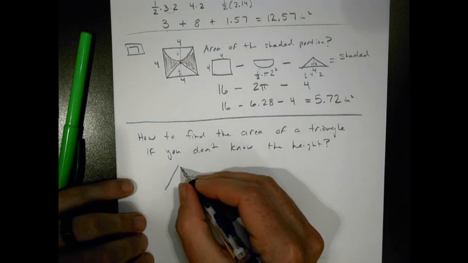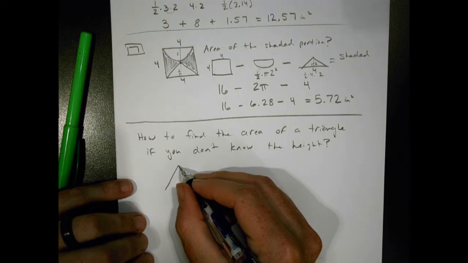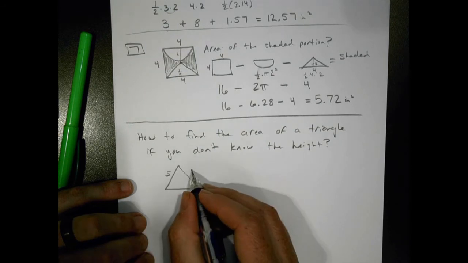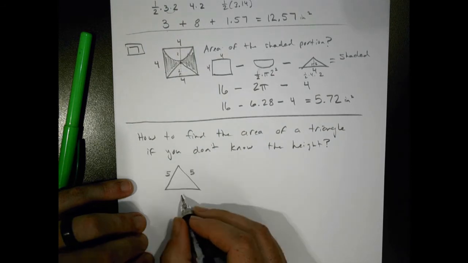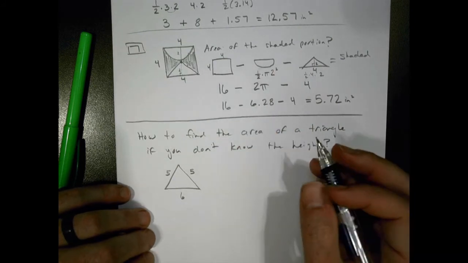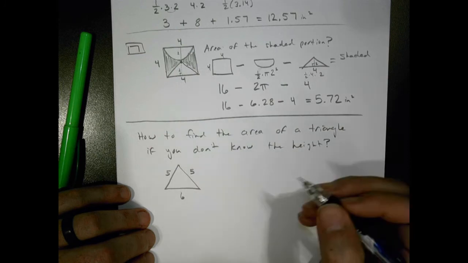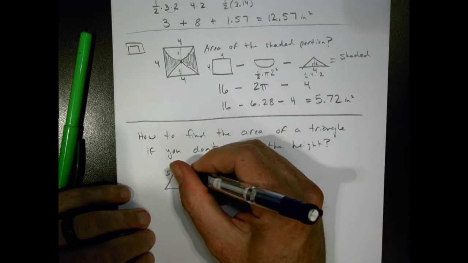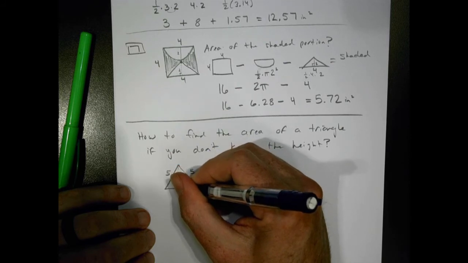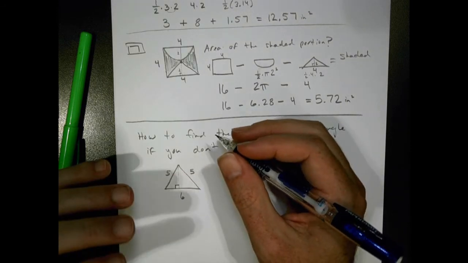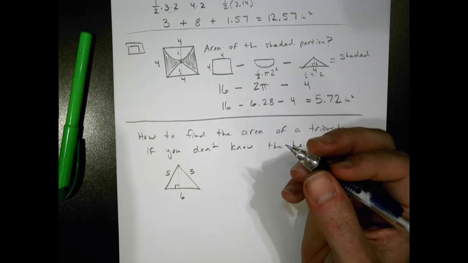I could have, for example, an isosceles triangle, okay? Where I have a side of 5, a side of 5, and I have a base of 6. But because I don't have a right angle, no right angle, I don't have an actual height here. So what I could do is draw this altitude line from the point up here, and make it perpendicular with this one here. Now this works because I have an isosceles triangle. It works out nicely. They don't all work like this, so be careful.